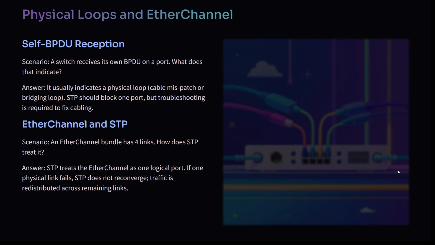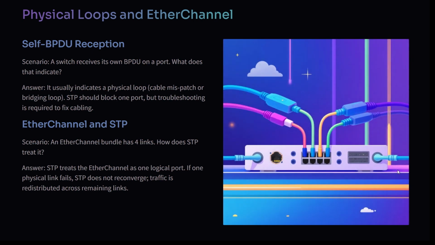EtherChannel and STP. Scenario: an EtherChannel bundle has 4 links. How does STP treat it? Answer: STP treats the EtherChannel as one logical port. If one physical link fails, STP does not reconverge. Traffic is redistributed across remaining links.